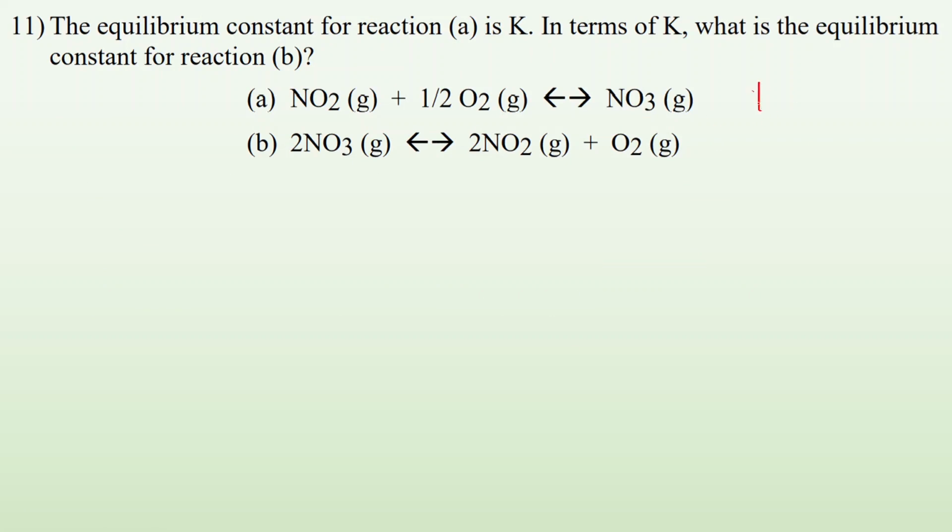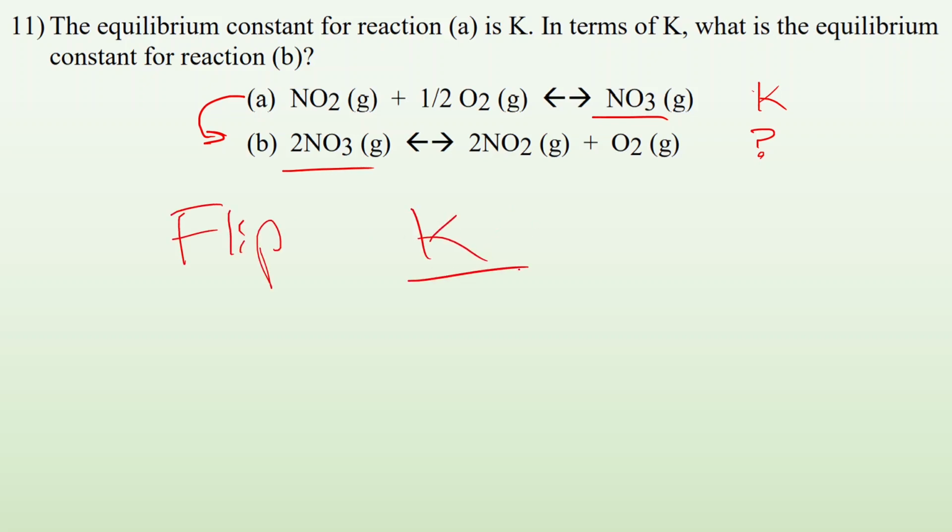So we're saying, hey, this is K. What is it for B? In terms of K, what is the equilibrium constant for reaction B? Well, how did we go from A to B? Here we have NO3 as a product, and then in B we have it as a reactant. So we had to flip it, right? So if I had K, how do I flip K? Well, K is really K over 1. So if I'm flipping reactants and products, I got to flip K. So I end up with 1 over K.